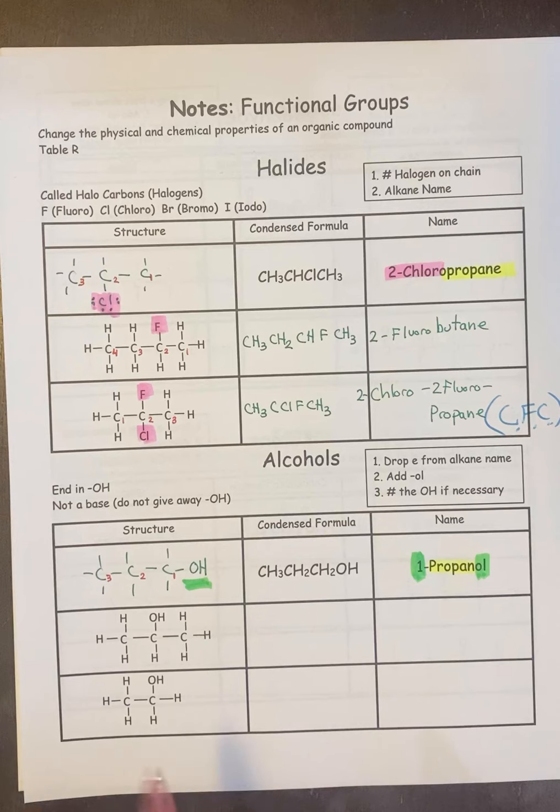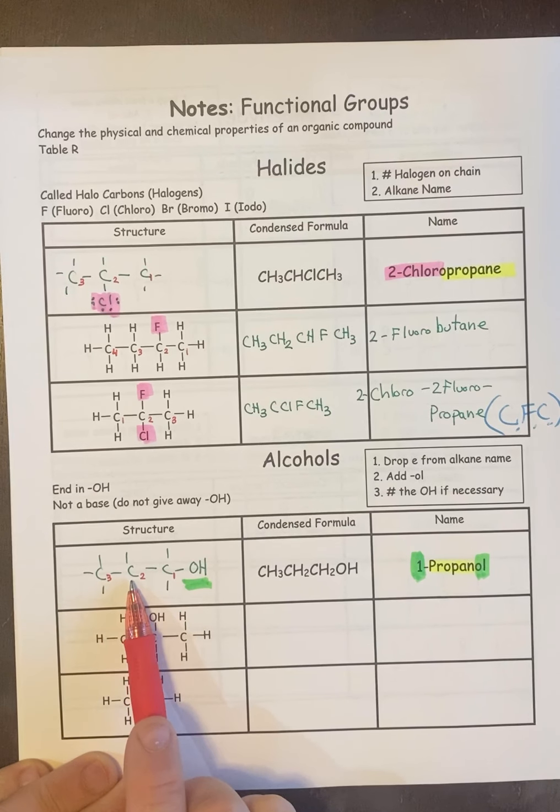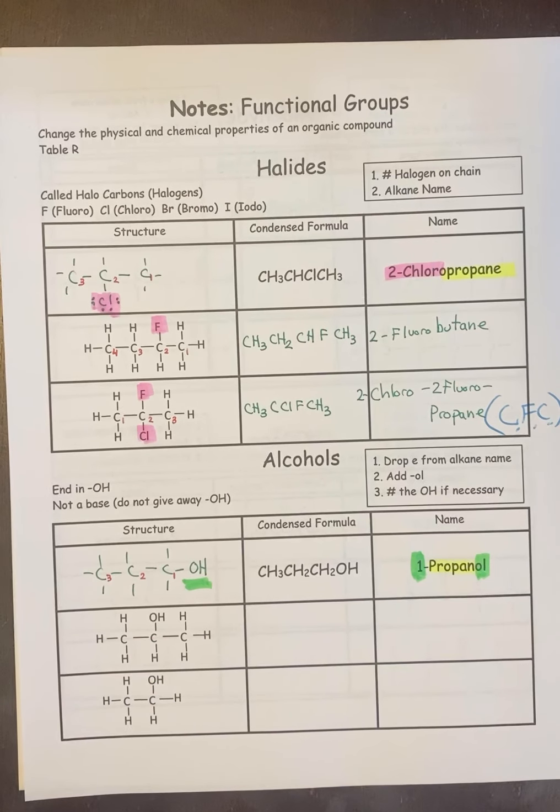So all you're going to do with these is drop the E off the alkane name. That's the standard rule for all of Table R. You take the alkane name and drop the E off, or you drop part of it, add OL. I figured out that's what they did. And then you number the OH if necessary. The reason it's necessary is because there's 1-propanol. The OH could be on carbon 2, and then it would be called 2-propanol. There's no such thing as 3-propanol because 3 would just be 1 if I numbered it in the reverse direction. But there is such a thing as 1 and 2. So since 1 and 2 are different, that gets a number.